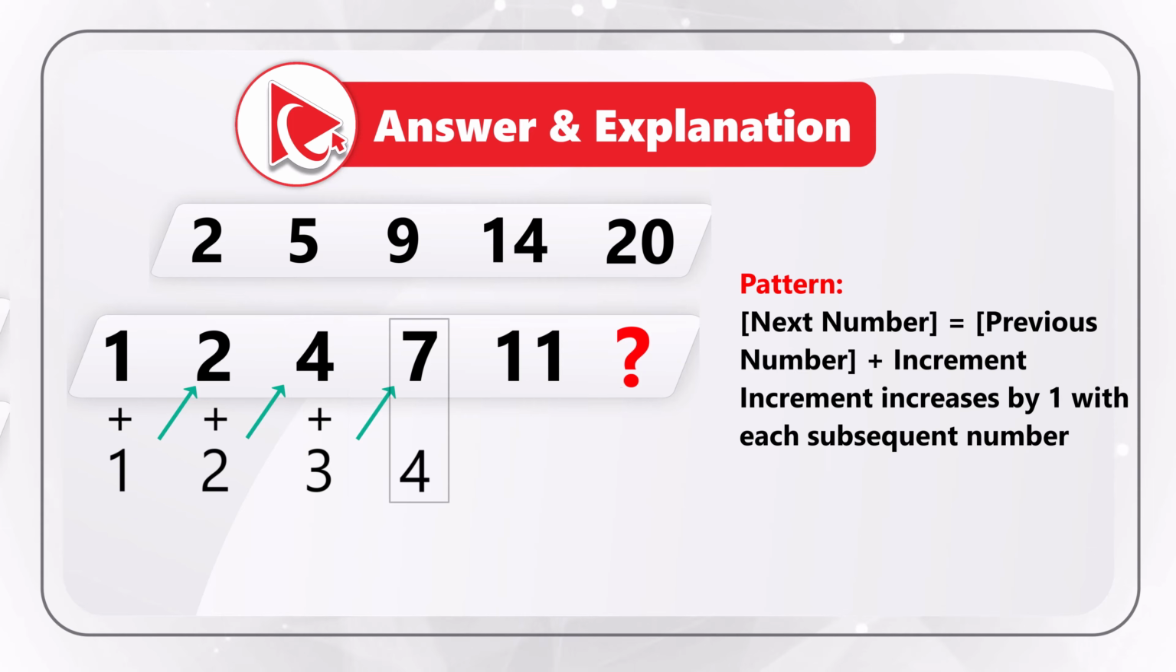7 plus 4 equals 11. And last calculation, 11 plus 5 equals 16. So the correct answer here is choice A, 16. Did you get to the same answer?